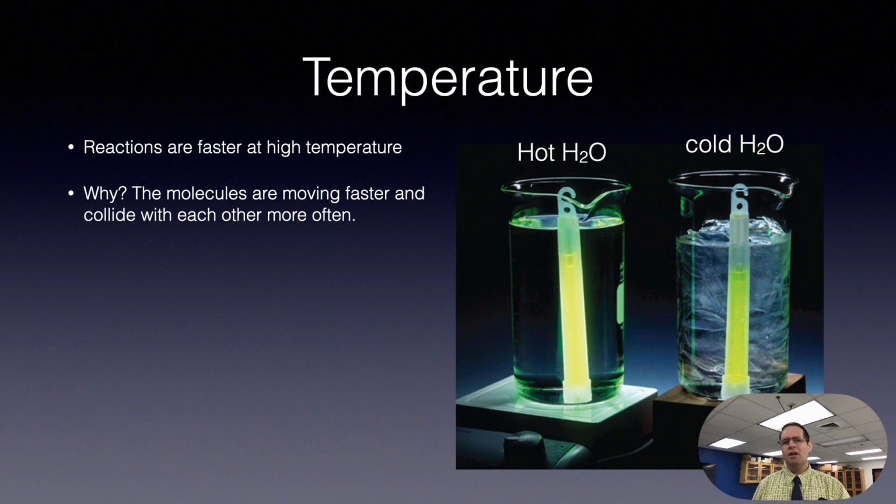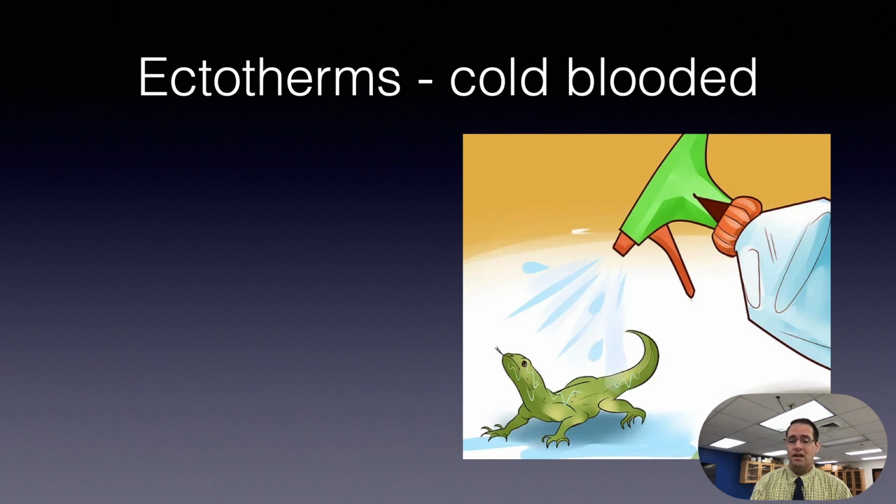Well, basically the molecules are moving faster and they're going to collide into each other more frequently, more often, and produce products, and the reactants go away. Okay, so at higher temperature, they're reacting faster, they're going to go away faster, because of collisions. How about catching a lizard?